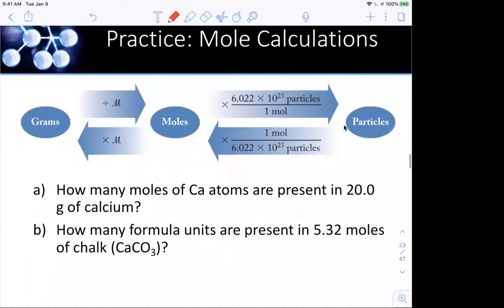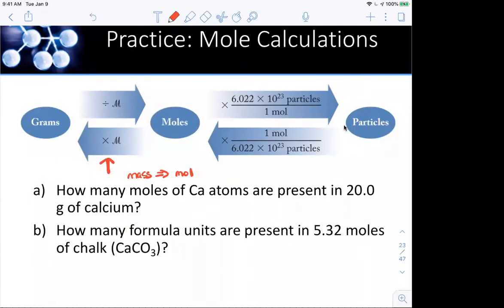So let's look at these two examples. How many moles of calcium atoms are present in 20.0 grams of calcium? So I have a mass and I want to go to the mole. So right now I'm in this part. I'm going from grams to moles. I know 1 mole of calcium is equal to 40.08 grams. That's going to be that mass off the periodic table.